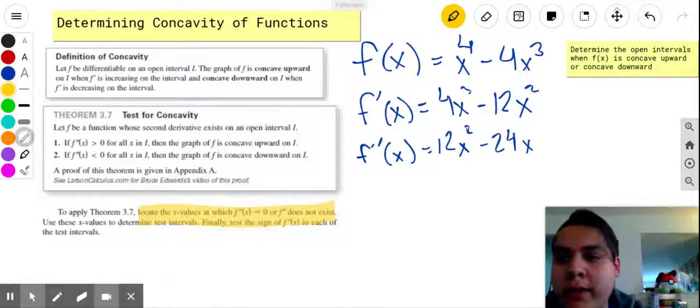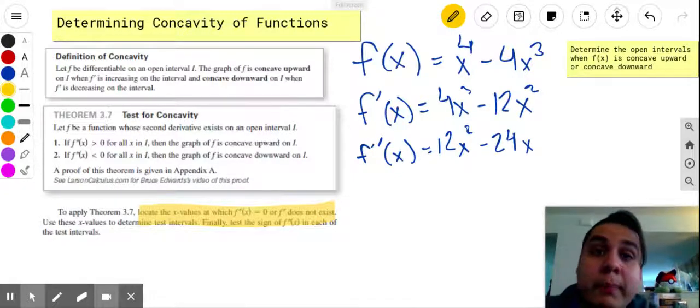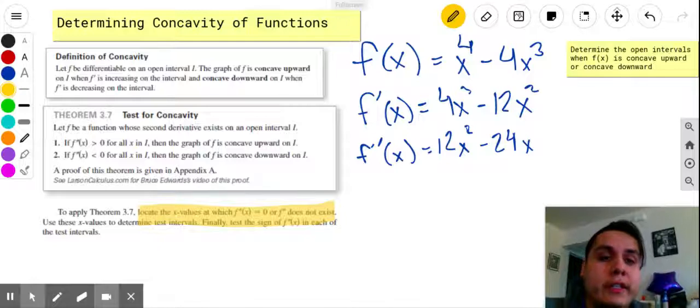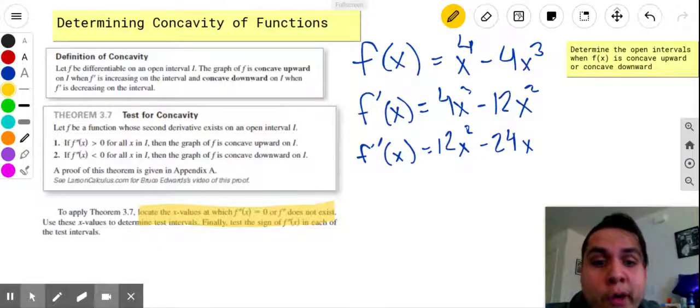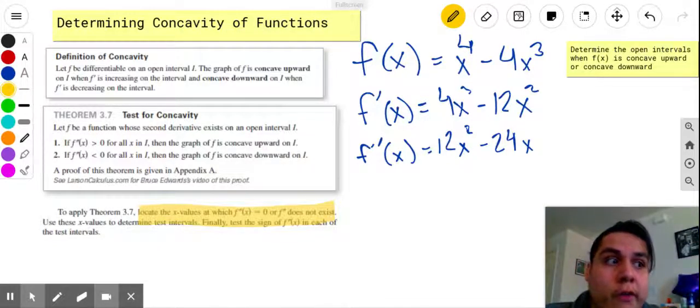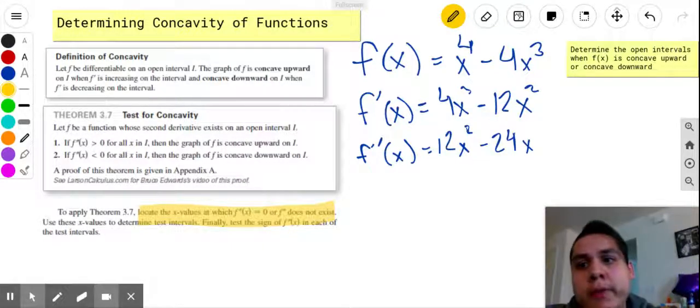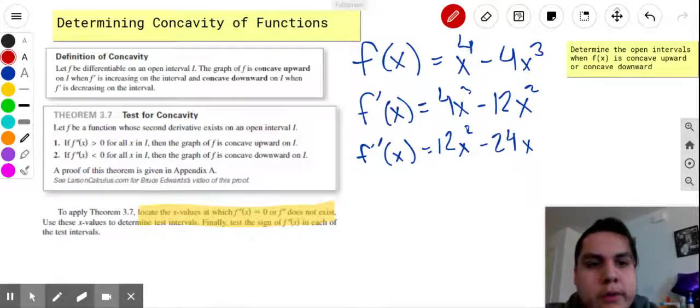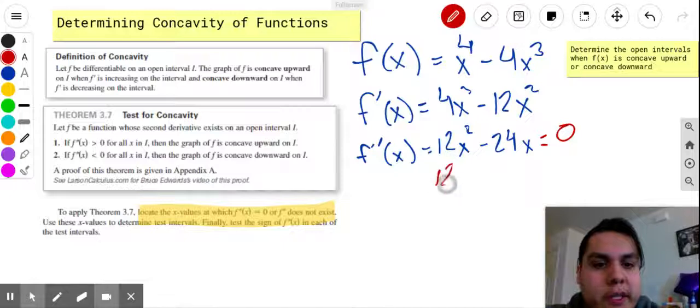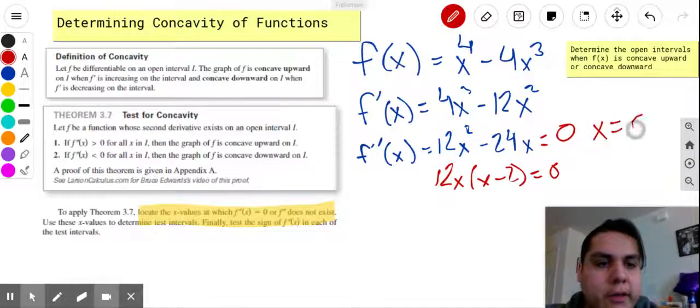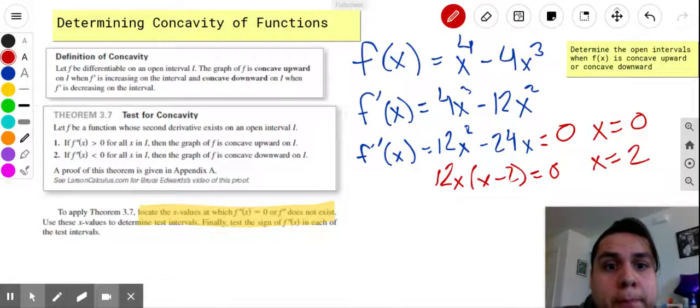So I'm going to go and look at my derivative. It's a polynomial, so I know that it will always exist for all real numbers. I don't have to worry about that second condition for this, but I do need to figure out where the second derivative would equal 0. So I want this to equal 0. Doing a little bit of light factoring, we can say it's 12x times x minus 2 equals 0. x would have to be 0, or x would have to be 2, just by solving this polynomial.